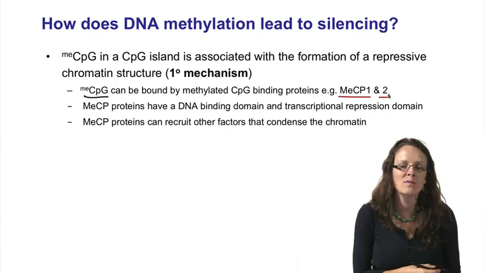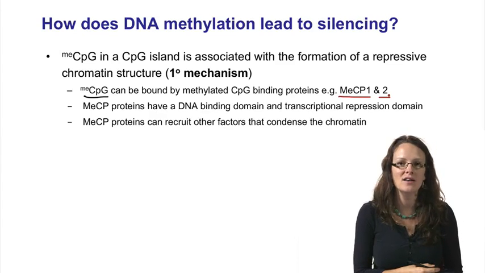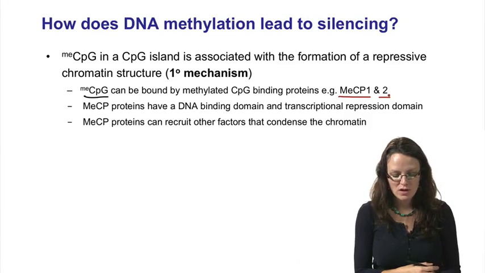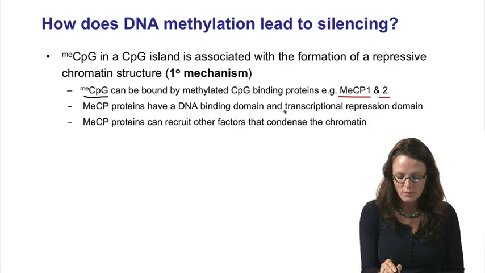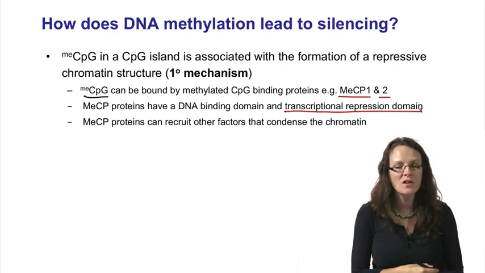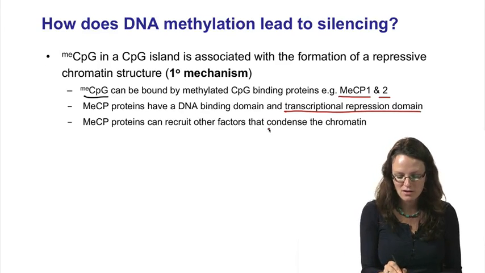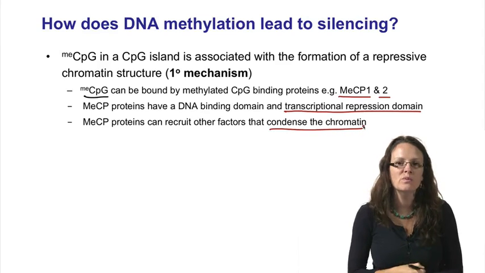So these MECP1 and MECP2 proteins bind to the methylated CpG dinucleotide, and they themselves can alter transcription because they possess a transcriptional repression domain. Alternatively, the MECP2 or MECP1 protein can itself bring in its own protein partners, and they can condense the chromatin. But for this primary mechanism, it seems to be the binding of the methylated CpG by the methylated binding protein domain family.